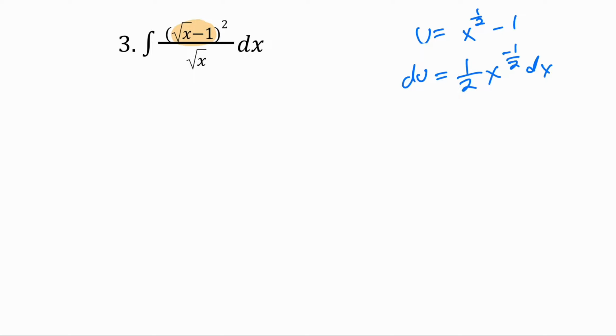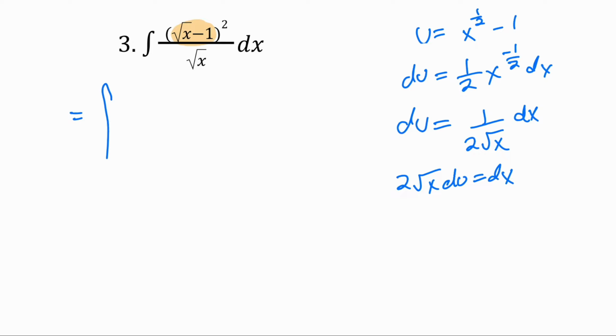But then solving, a lot of times I find it easier to be working with the radicals and positive exponents. So I'm going to rewrite this as du equals 1 over 2 radical x dx. And as I solve for dx, I actually want to multiply by 2 radical x. So 2 radical x du is equal to dx, right? That part's actually going to become pretty important when we throw our u in here.